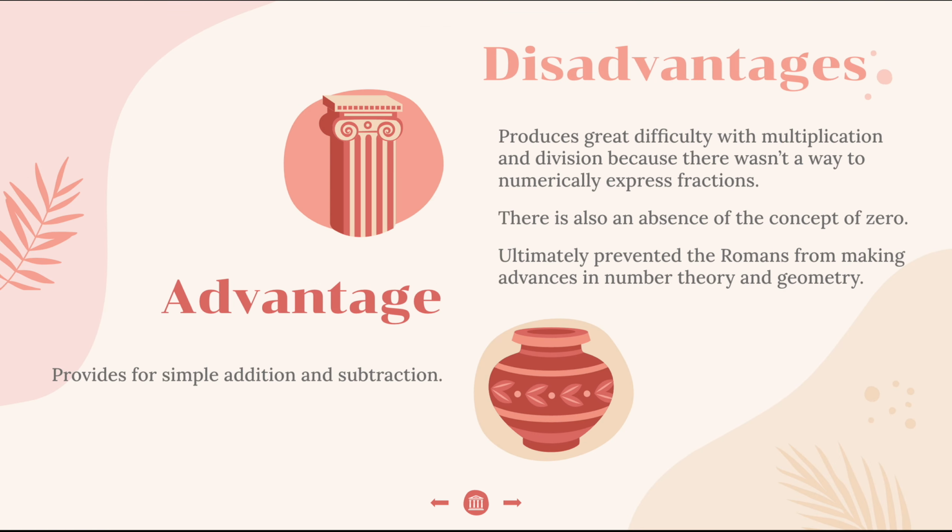Now we will discuss the disadvantages and the advantages of the Roman numeral system. In regards to the disadvantages, the system produced great difficulty with multiplication and division because there is no way to numerically express fractions. Along with this, there is an absence of the concept of zero, and ultimately, these two factors prevented the Romans from making advances in number theory and geometry.